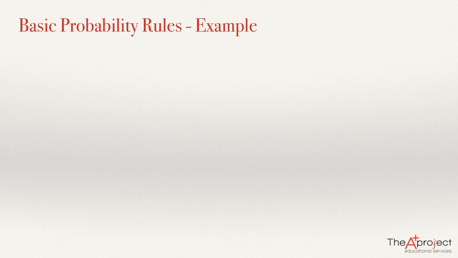In this lesson, we are going to show another example of application of the probability rules. In particular, we are going to study a case in which the events are independent. The problem we are going to solve is the following.